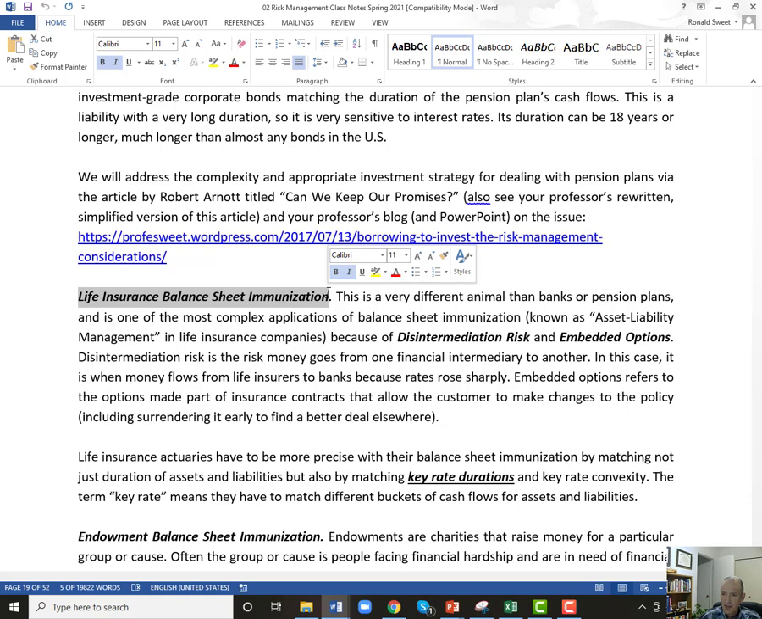Balance sheet immunization is actually known as asset liability management in life insurance companies. It's usually run by actuaries, not by finance people. The reason it's complex is they have what's called disintermediation risk, and their liabilities have embedded options. Disintermediation risk means that when interest rates shoot up, their customers leave the life insurance company and take their money and go invest in banks or bonds where they can get higher returns.